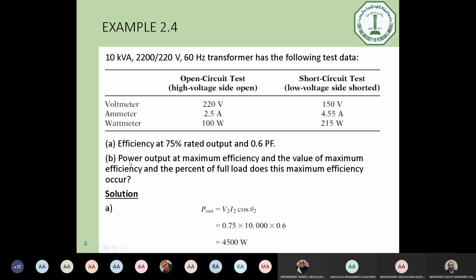Secondly, it's required here to calculate the power output at maximum efficiency, the value of maximum efficiency, and the percent of full load at this maximum efficiency. So we need to calculate the output power, the maximum efficiency, and the percent of full load, which is the load factor, the value of X. All of these are required in this part.